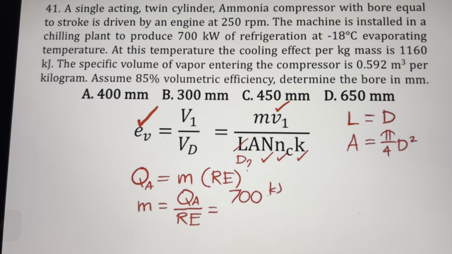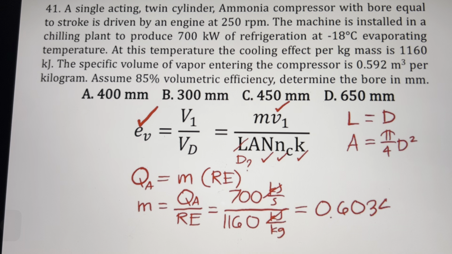Kilowatts or kilojoules per second, divided by our cooling effect or refrigerating effect, that's 1160 kilojoules per kilogram of mass. Cancel out kilojoules, so our mass will be in kilograms per second. Our answer here is 0.6034 kilograms per second. Then we can now use our volumetric efficiency formula.